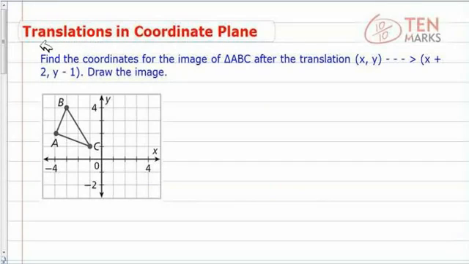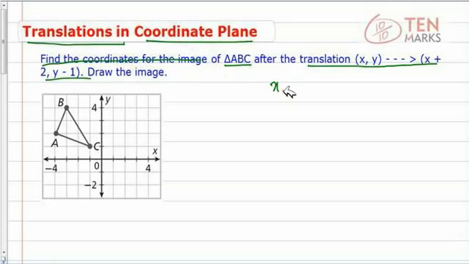In this lesson, let's learn more about translations in the coordinate plane. We are supposed to find the coordinates for the image, which is the after image of a triangle, after the points have been translated, using the translation x and y got translated to x plus 2 and y minus 1. It's a translation, which means it's a lateral movement.